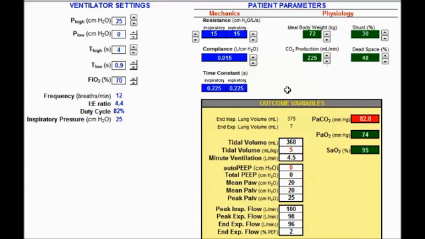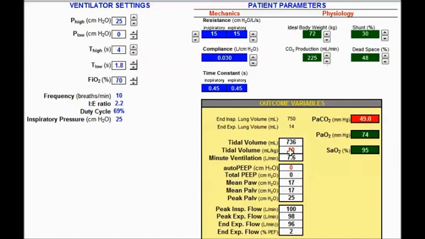Now let's go ahead and change my compliance to 30. Patient gets better. Now I have an expiratory time constant of 0.45. Now if I multiply that by 4 time constants, that's going to actually be 1.8 seconds. So I'm changing my T-low to 1.8 seconds.